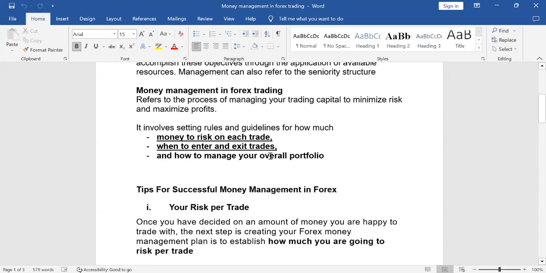Money management in forex trading refers to the process of managing your trading capital to minimize the risk and maximize the profit.